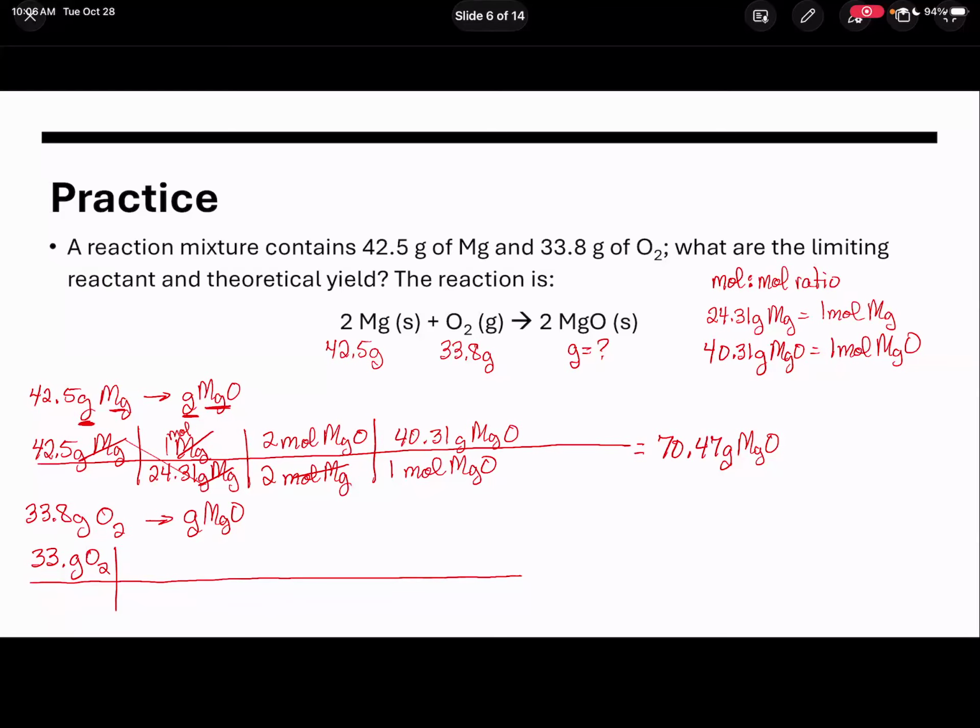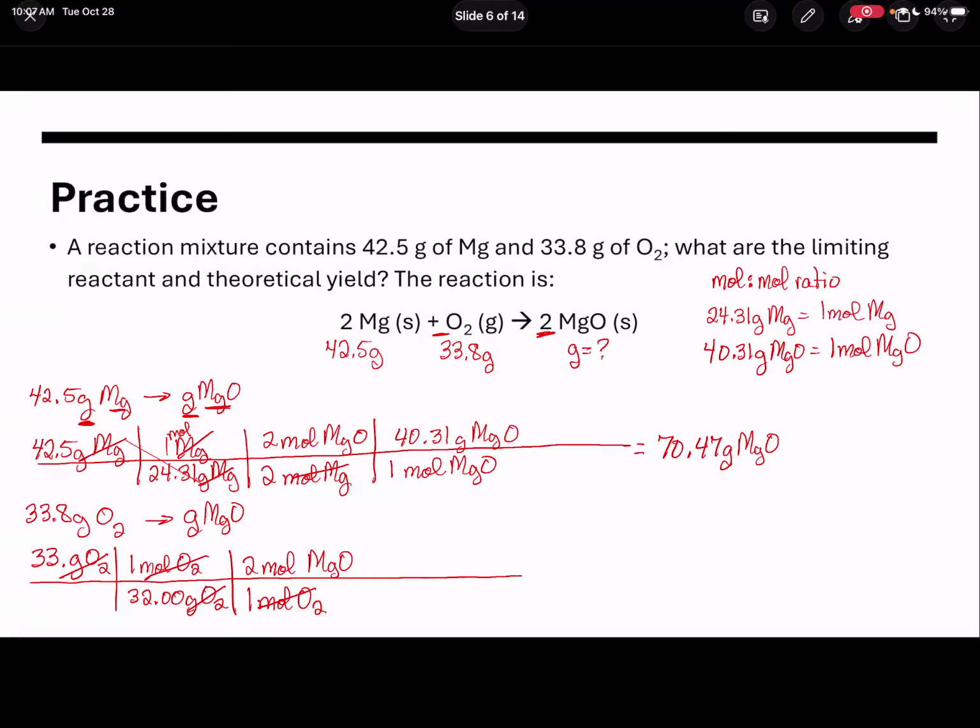Our first conversion factor is going to be the molar mass of oxygen. According to the formula, that molar mass is 32.00 grams of oxygen is equal to 1 mole of oxygen. The grams of oxygen went in the denominator so that the unit and the substance would cancel out. Now I'm going to use the mole-to-mole ratio, which is going to come from the balanced chemical equation. For every 1 mole of oxygen that reacts, you get out 2 moles of magnesium oxide. The oxygen went in the denominator so that the unit and the substance would cancel out, leaving moles of magnesium oxide.